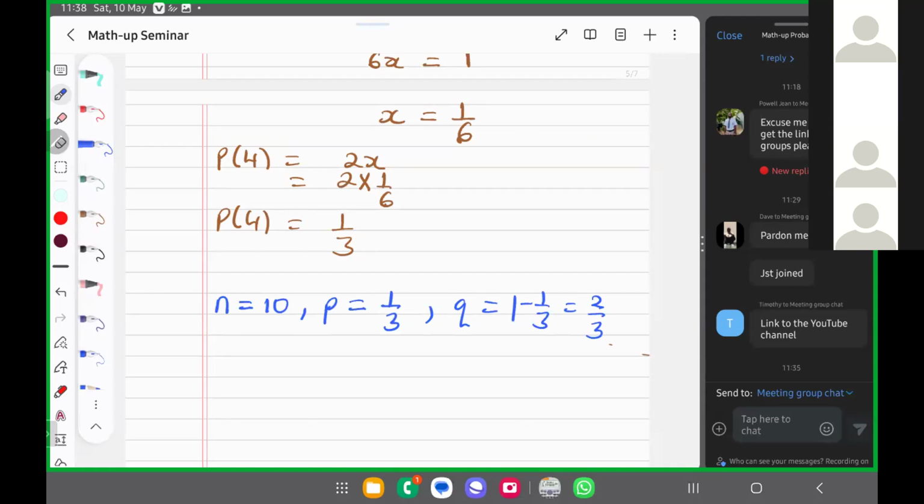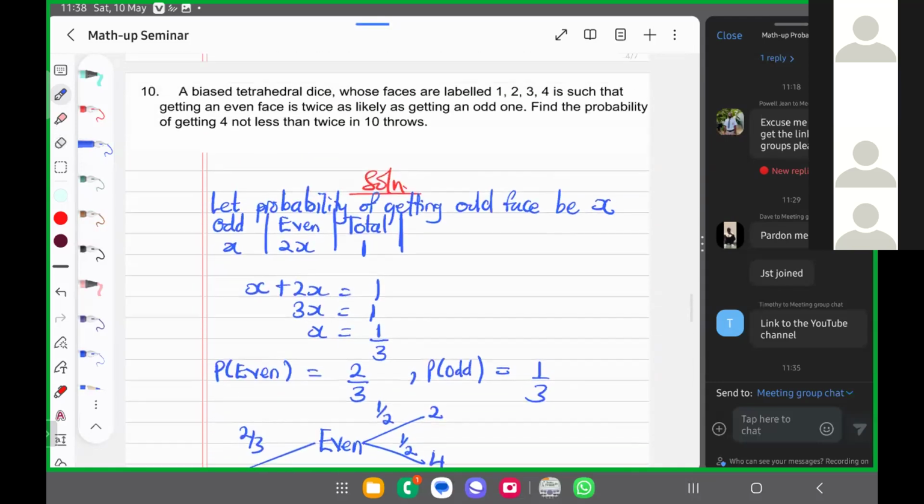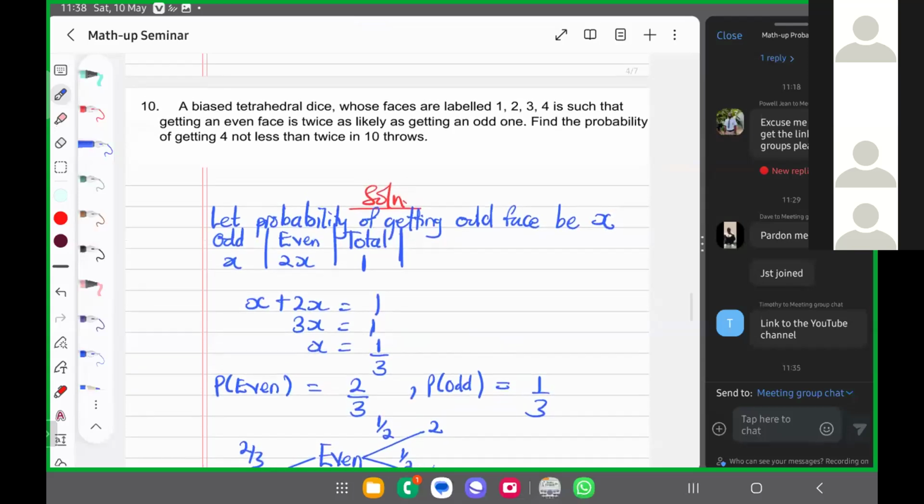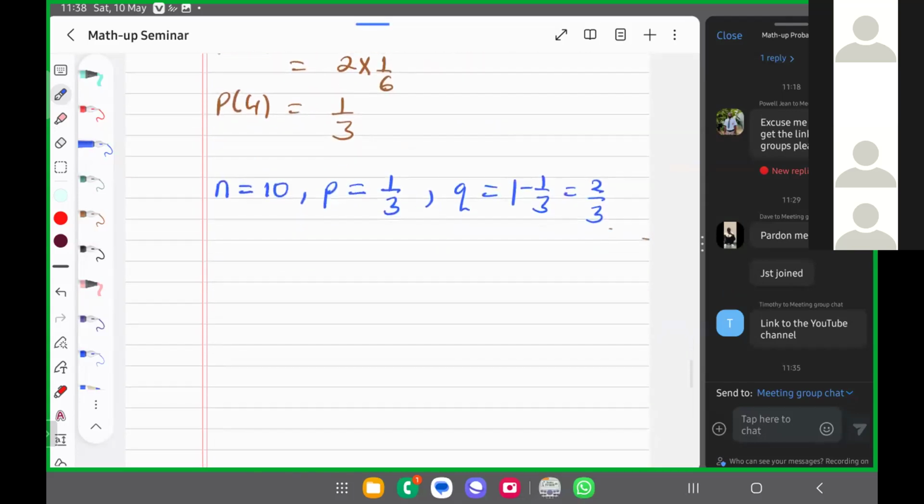Hope we are still together. So what these people are looking for is the probability of getting 4 not less than twice. So you're looking at 2 times and above. So what we actually want is the probability of x being greater than or equal to 2. That's what we are looking for.